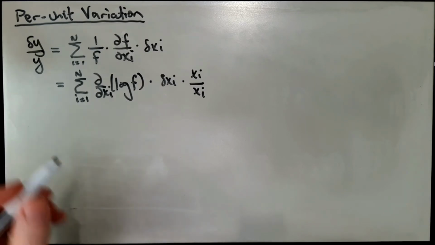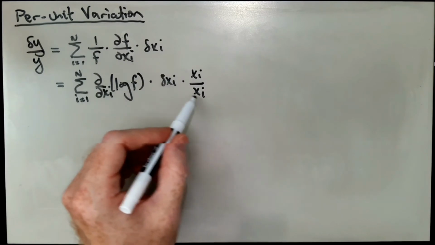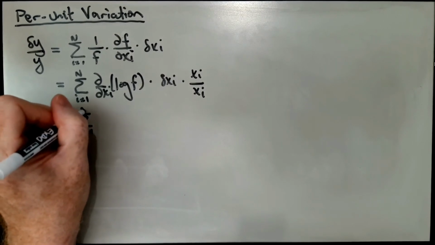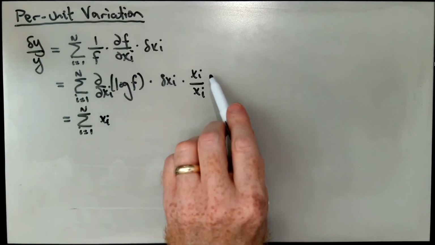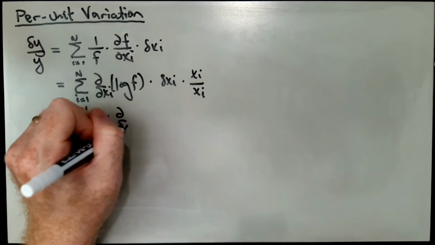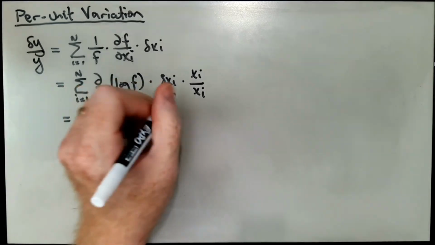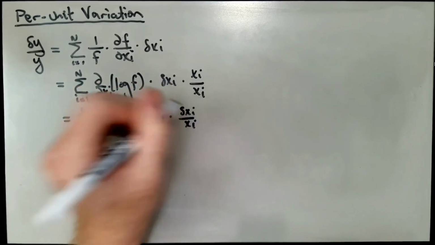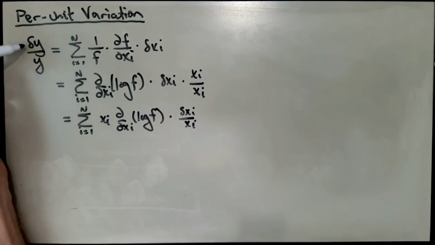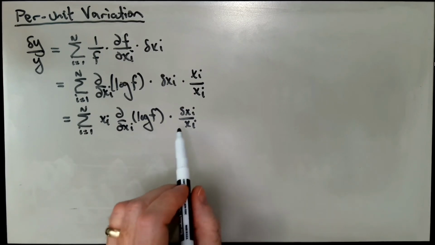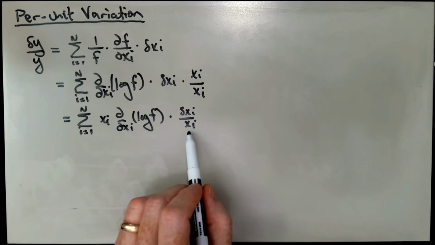But what we can do is then group the 1 over xi with the delta xi and write this as the sum from i equals 1 to n of xi, this is the one from upstairs over here, times d by dxi of the log of f times delta xi over xi. So this is an equation that relates the per unit variation in some parameter y to the sum of, or a weighted sum of, the per unit variation in each of the parameters that y depends on.